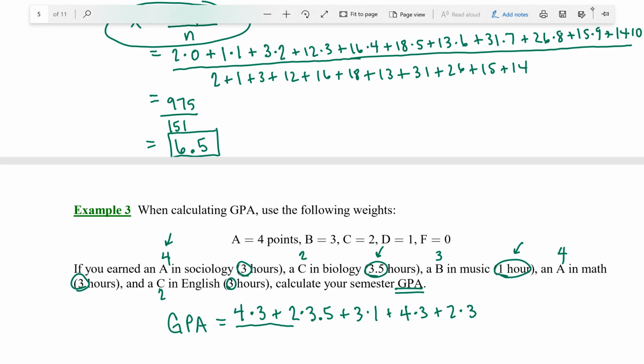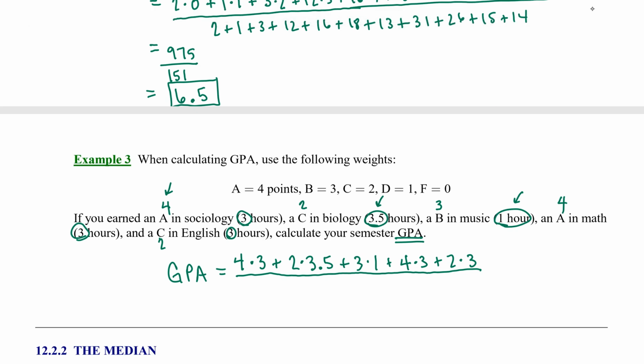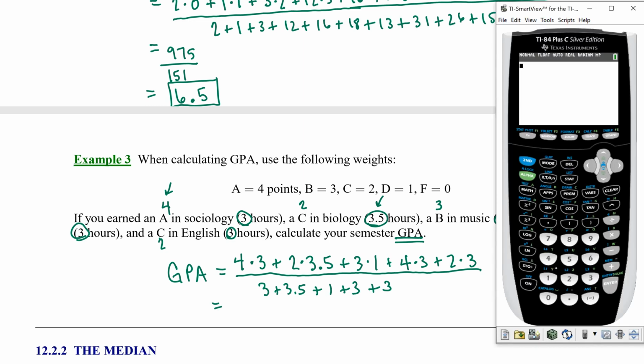So that's going to give us our total grade points. Now, we want to divide by the total number of hours for the semester. The way we're going to find that is simply by adding the hours here in the denominator: 3 plus 3.5 plus 1 plus 3 plus 3. So from the numerator, we have 4 times 3 plus 2 times 3.5 plus 3 times 1 plus 4 times 3 plus 2 times 3.